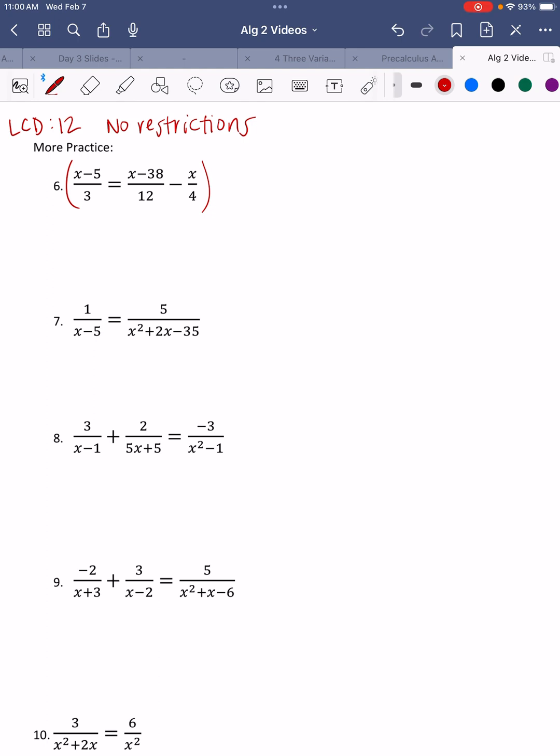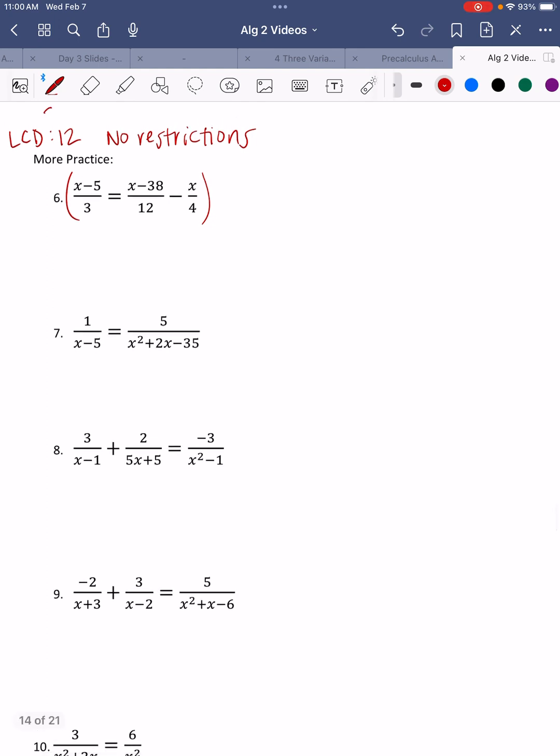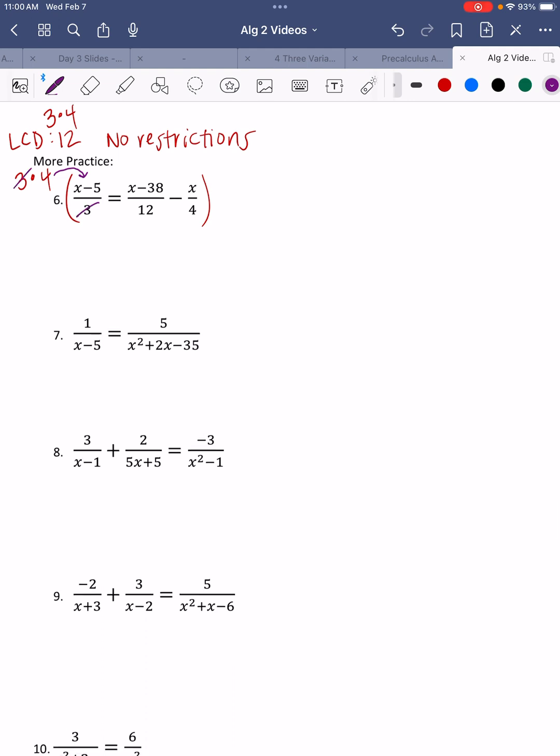Now it could be helpful here to think of 12 as 3 times 4. So we're still multiplying by 12, but that way it's going to help me visualize as I multiply the first fraction by 12, the 3's would cancel out. Okay, so I'm going to erase this canceling out 3 because I'm going to use the 3 times 4 again. But if the 3's cancel out, then the x minus 5 is only multiplying by 4.